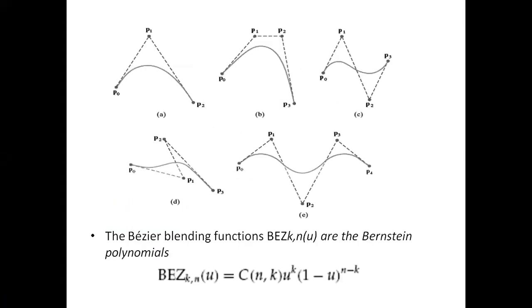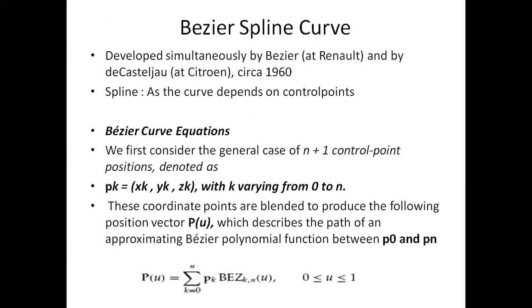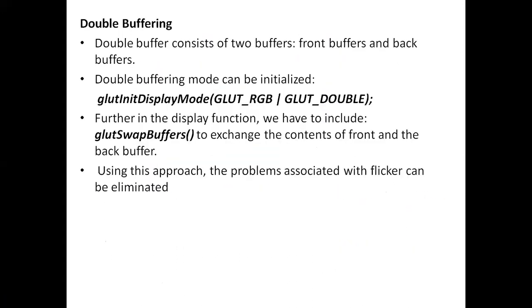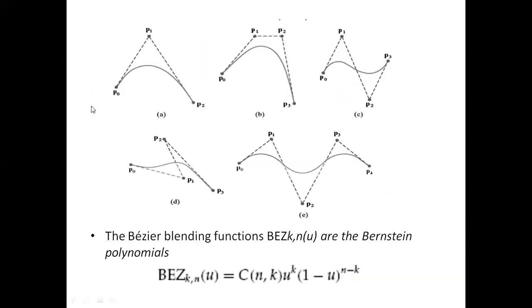Fine, right? So now, this is a very important concept, the Bezier spline curve, because this curve gives us the concept of the entire type of curves that will be there. What do those control points refer to? If I have 3 control points like this, I will get a curve like this. If I have 4 control points like this, I will get a curve like this. If I have 5 control points like this, I will get a curve like this.